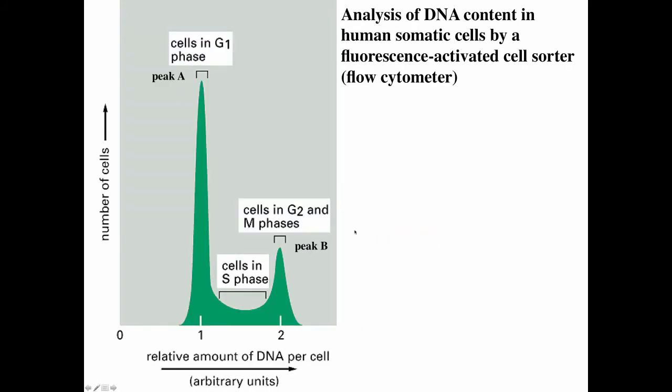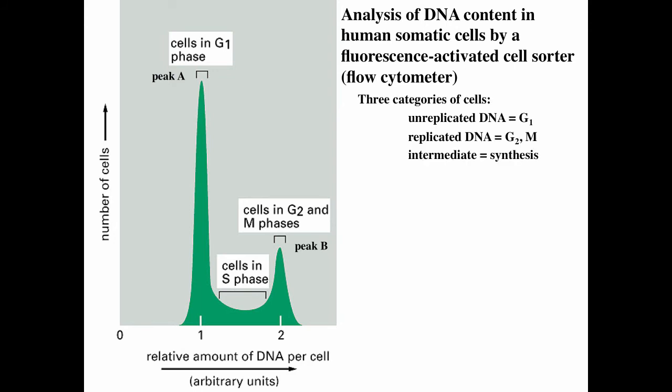Here's an interesting diagram that looks at DNA content in human somatic cells, looking at the DNA content by a fluorescence-activated cell sorter, or a flow cytometer. On the y-axis, one plots the number of cells. On the x-axis, one plots the relative amount of DNA per cell. And you can immediately see that there are three populations of cells in these types of experiments. There's a population of cells that have not replicated their DNA. That's what's shown by the cells that are in peak A. These would be cells in G1.